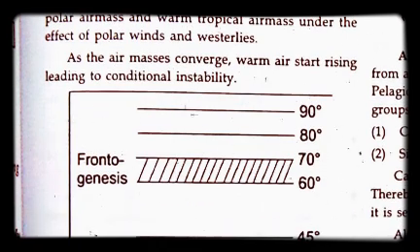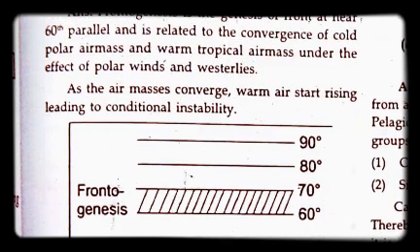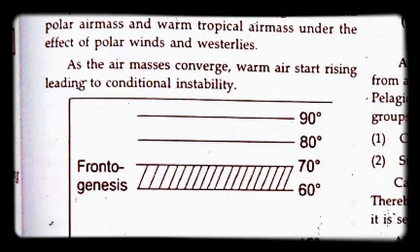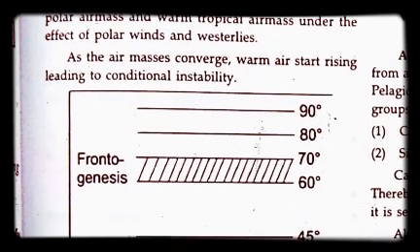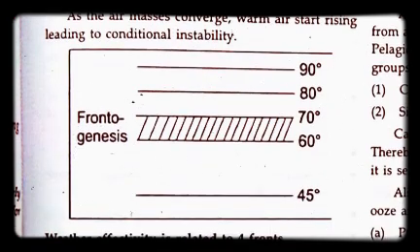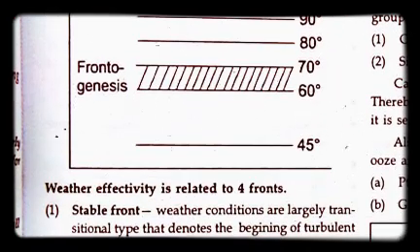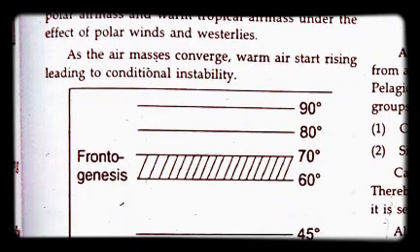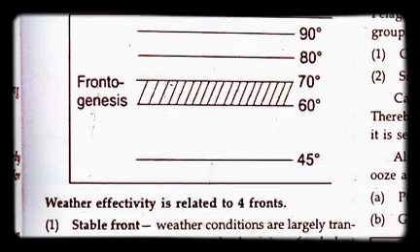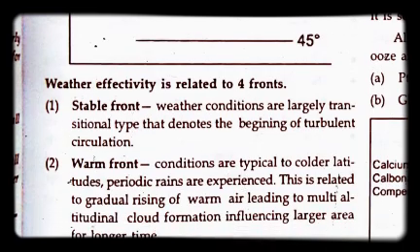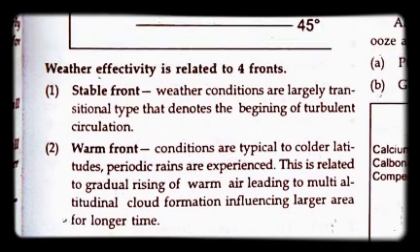As the air masses converge, warm air starts rising, leading to conditional instability. You can see in the 60 to 70 degree region, this region is called frontogenesis. Conditional instability happens here, with air masses converging and warm air rising.